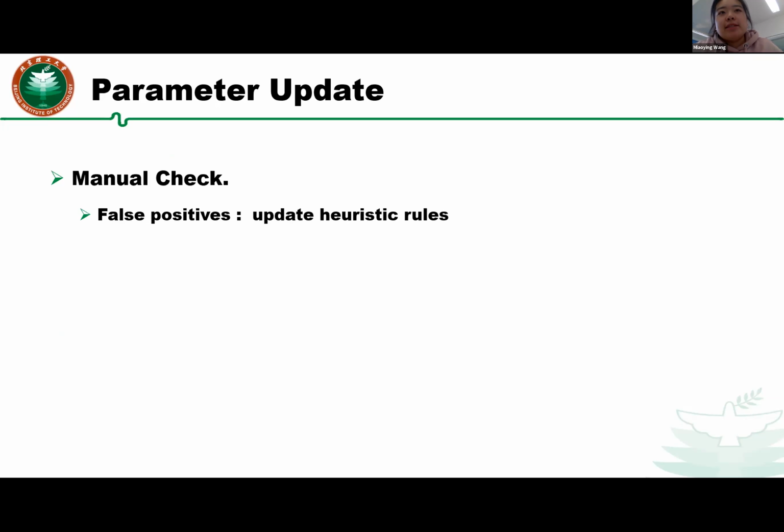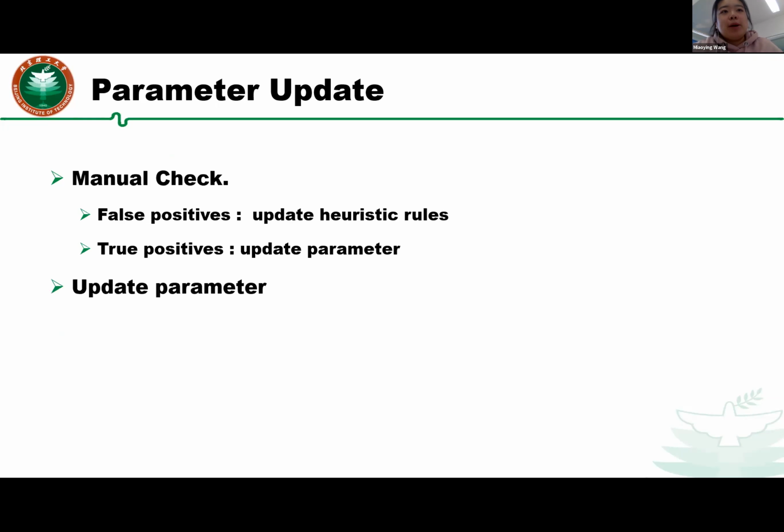To deal with this reminder, we use manual check. After manual check, all the samples are divided into two groups, false positives and true positives. For false positives, we update the heuristic rules. And for true positives, we update the parameters. So what kind of parameters?